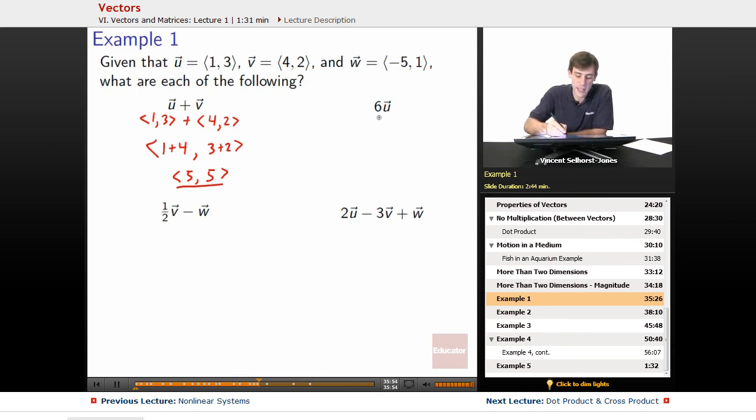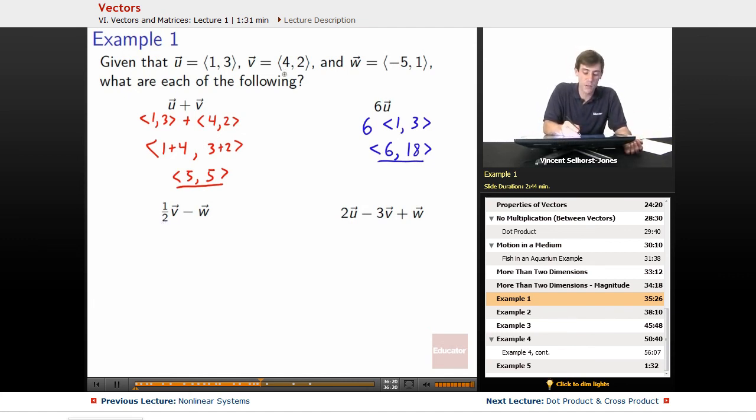Next, if we've got 6u, well, 6 times our vector is 1, 3. So the 6 distributes effectively. It's not quite distribution, it's a little bit different, but it has the exact same effect and feel. So the 6 multiplies each of the components. So we have 6, 6 times 3, 18. So 6, 18 out of that. All right, so we can probably start doing these scalars in our head. They're not too crazy hard to do.